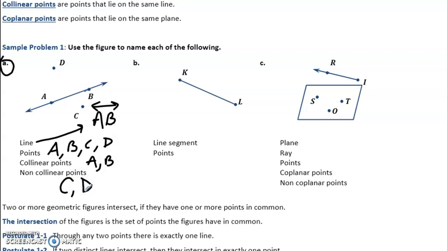Okay, part B, we have a line segment, and we name that line segment using the endpoints. So this is just good review. It's segment KL. We put the bar above it. And then the only 2 points that are identified in this part B are points K and L.